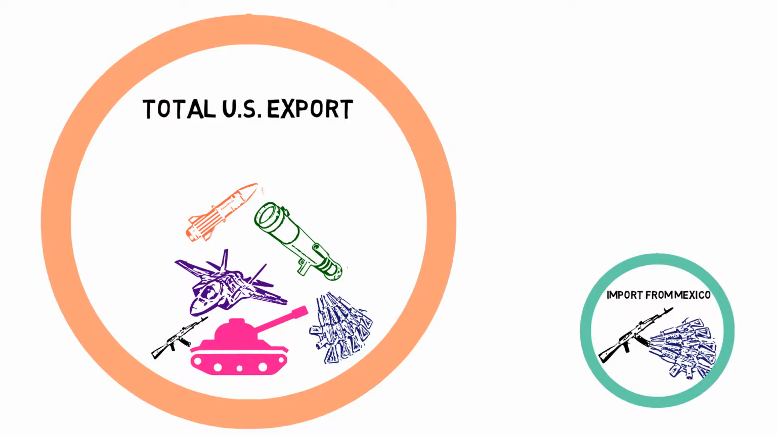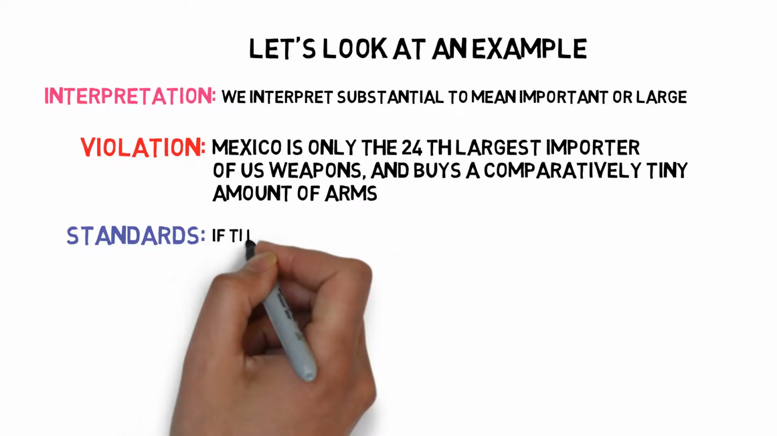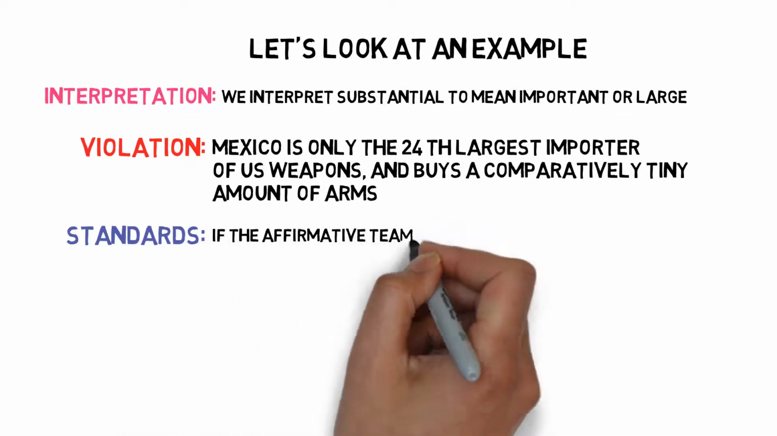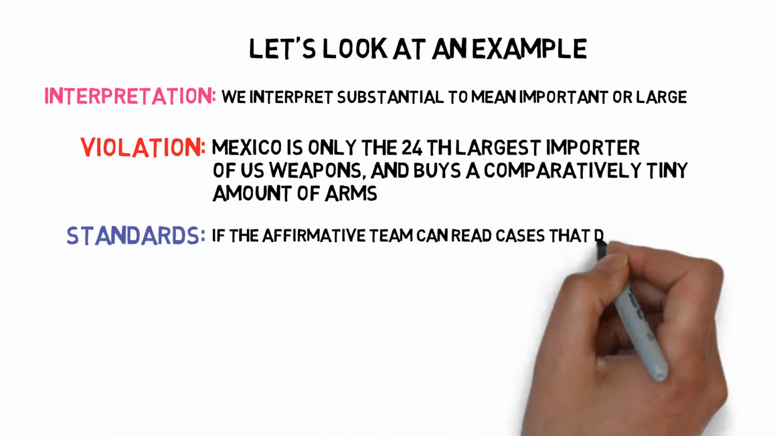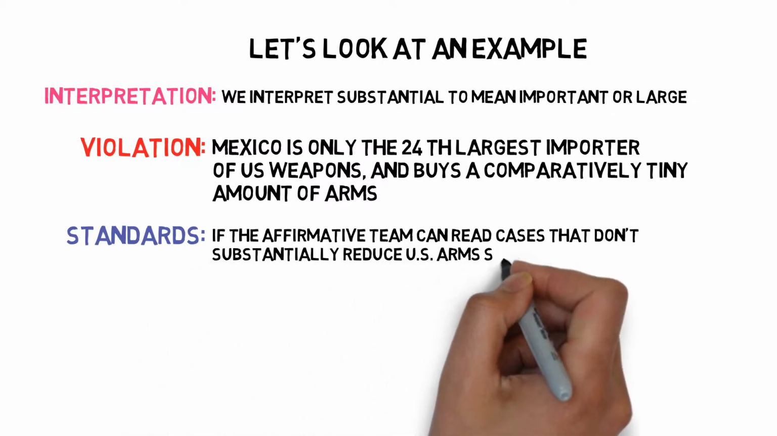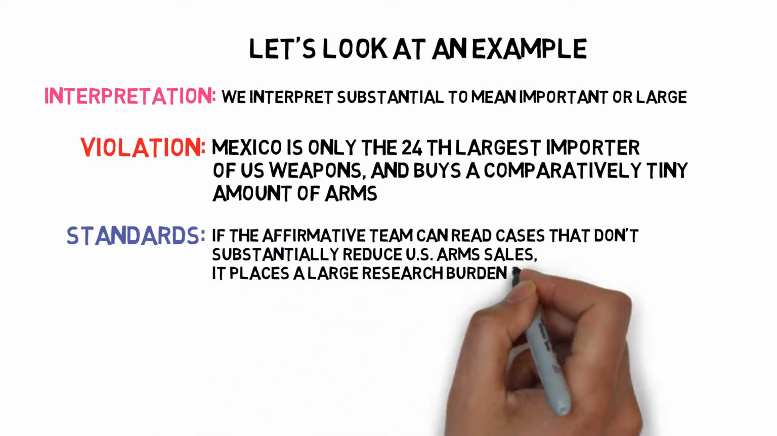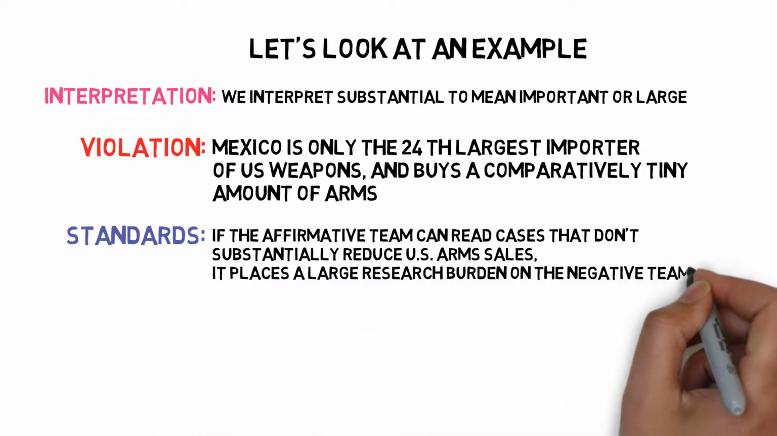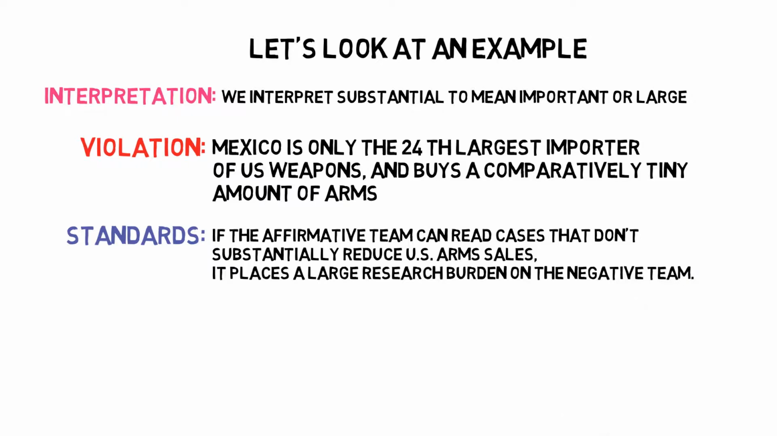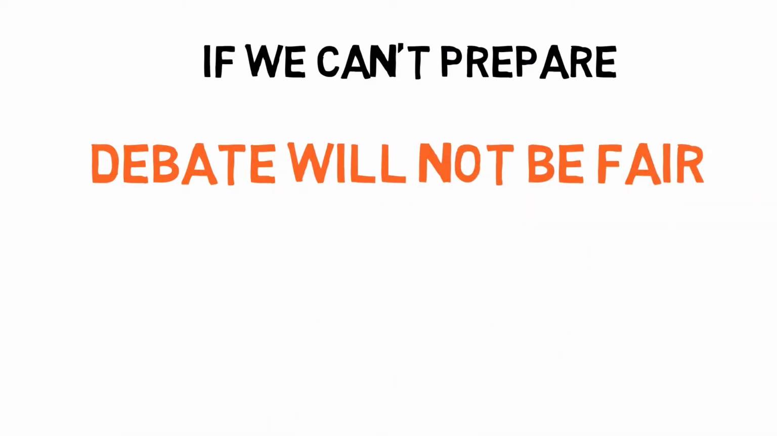Part 3. Standards. You should prefer our interpretation of the word substantial because, if the affirmative team can read cases that do not substantially reduce US arms sales, it places a large research burden on the negative team. There are thousands of cases that could make a tiny change to US policy, and we can't effectively prepare to answer all of them. If we can't effectively prepare, debate would not be fair.